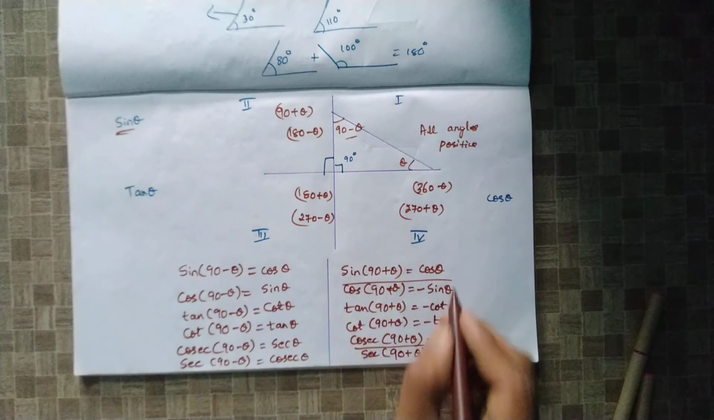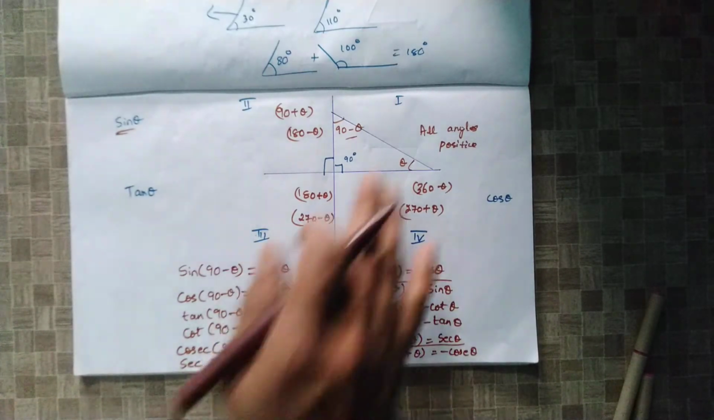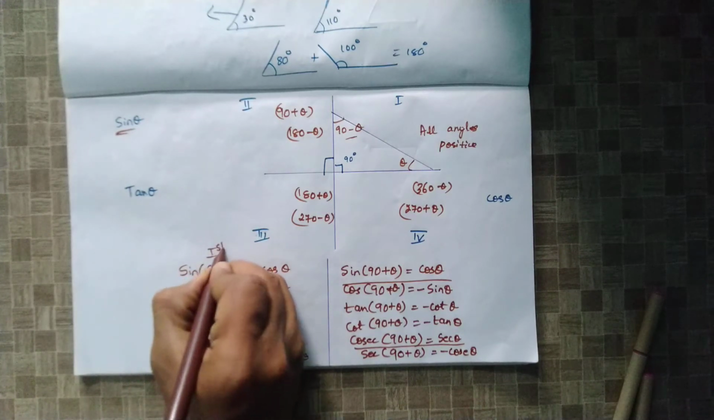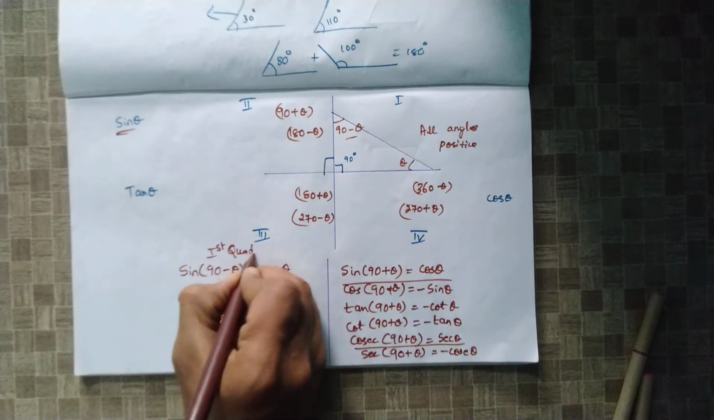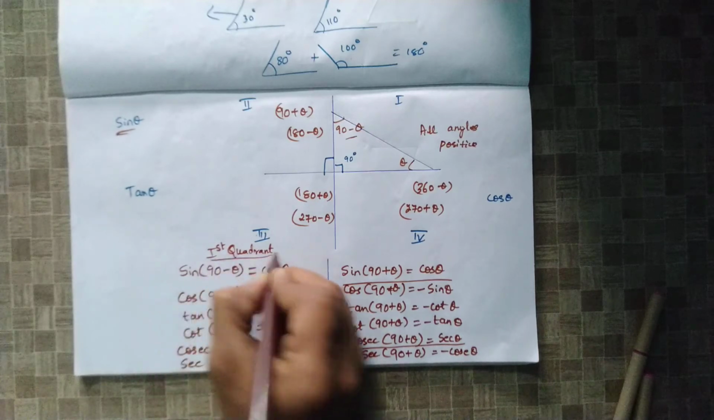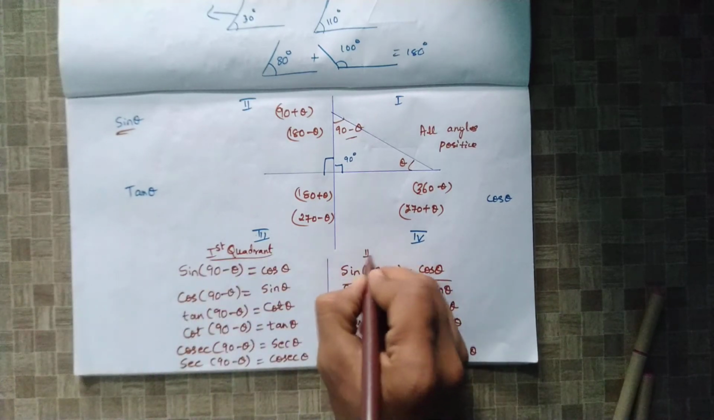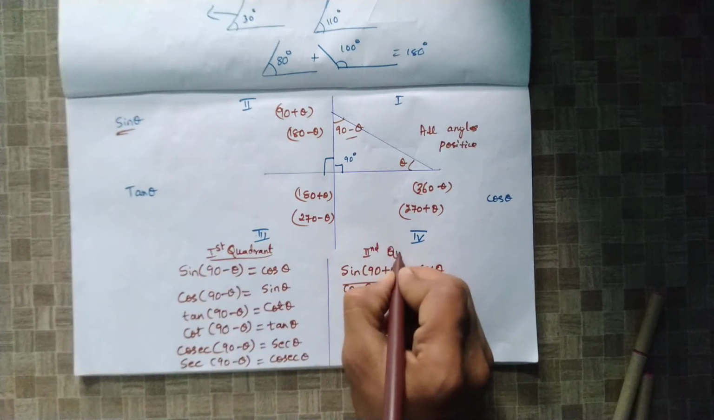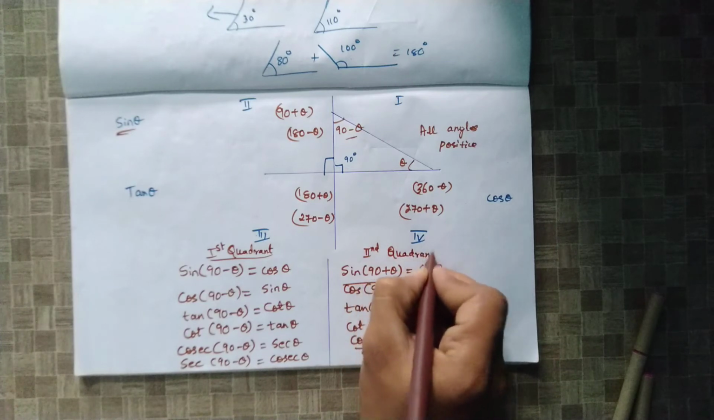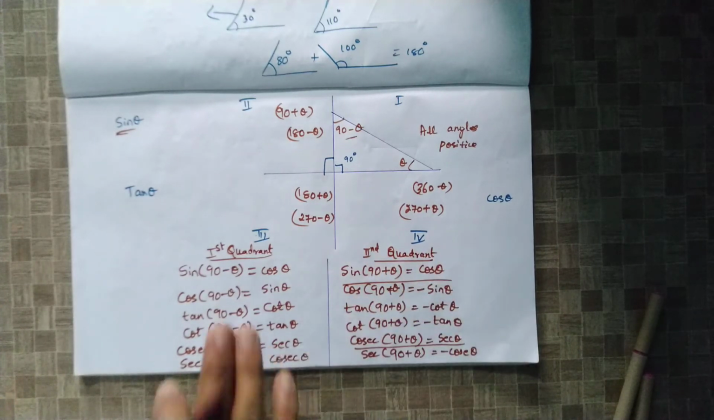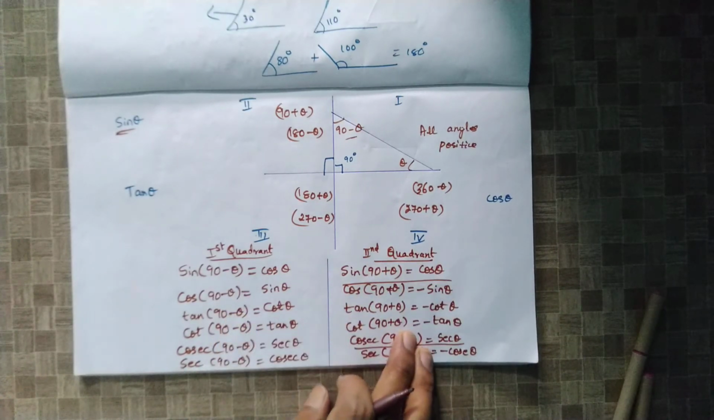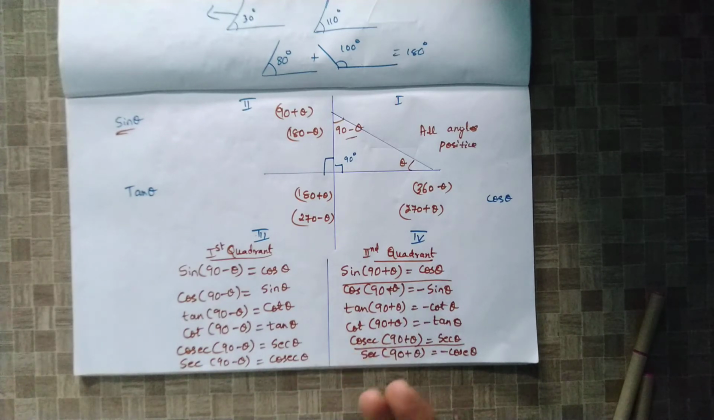Observe this. This is the first quadrant, and this is the second quadrant. Next, I will show you some examples of how to solve the trigonometric ratios.